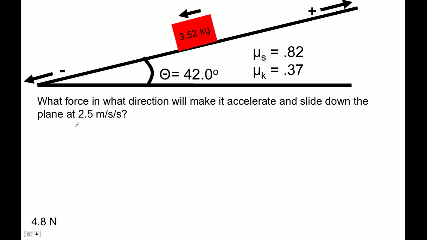Let me talk in this video about all the things that you do to solve an inclined plane problem like this. So here we've got this 3.52 kilogram mass. It's on the inclined plane. We know the angle of incline. We know the coefficients of static and kinetic friction here. And we're answering a pretty complicated question, right? We want to know what force in what direction will make it accelerate and slide down the plane at 2.5 meters per second squared. Now, before I solve this, I've got to calculate a bunch of things.